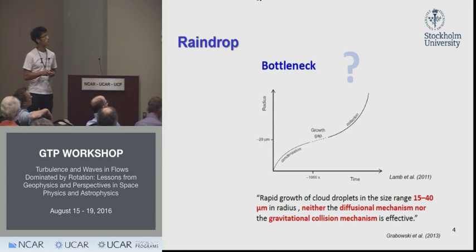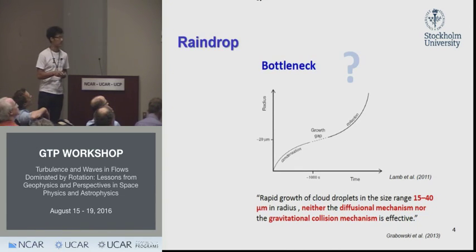They first grow by condensation from about 2 microns to 20 microns. Then, when they grow larger than 20 microns, they grow by collection driven by gravity or by turbulence. Then we have a growth gap between about 20 microns and 50 microns, where neither this diffusion mechanism nor the gravitational collision mechanism is effective.